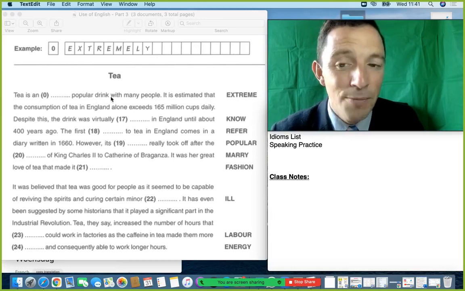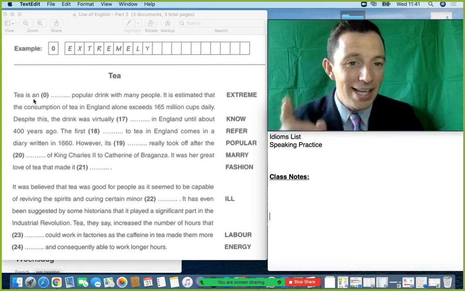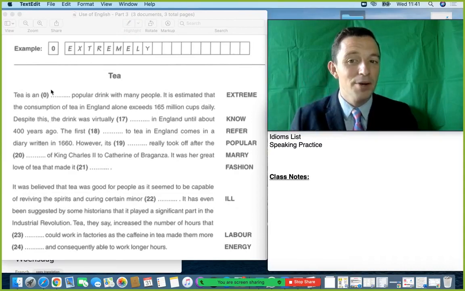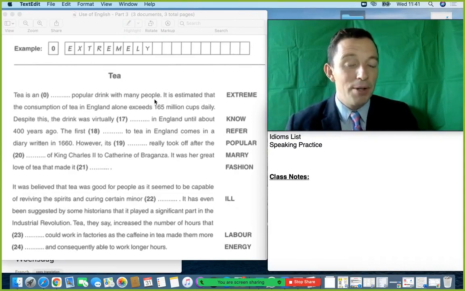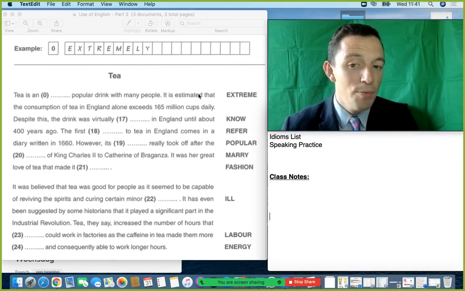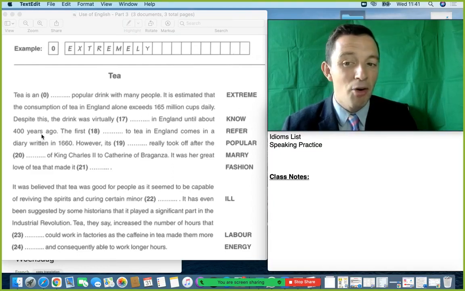Drink is the noun, popular is the adjective, extremely is the adverb, but the article is an because the word begins with a vowel. Okay, I will read quickly just for pronunciation. It is estimated that the consumption of tea in England alone exceeds 165 million cups daily. Despite this, the drink was virtually something related to no in England until about 400 years ago.